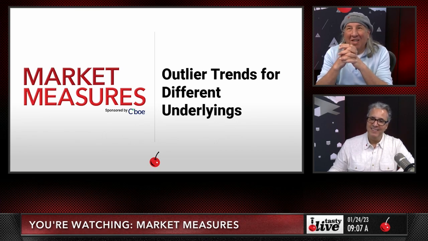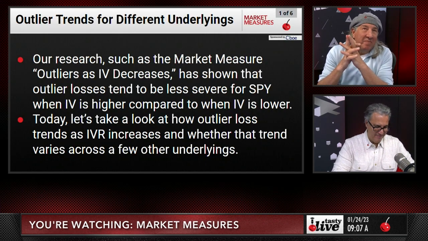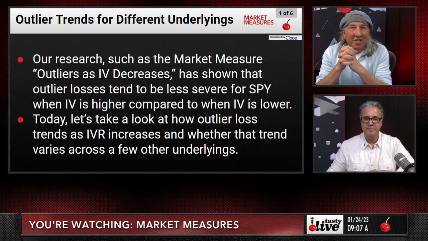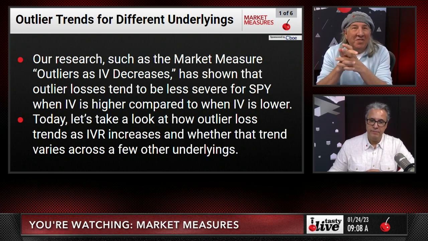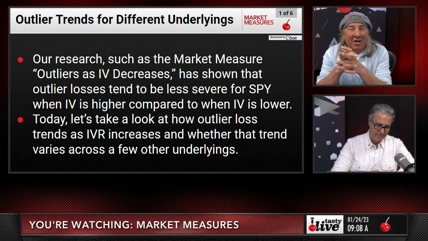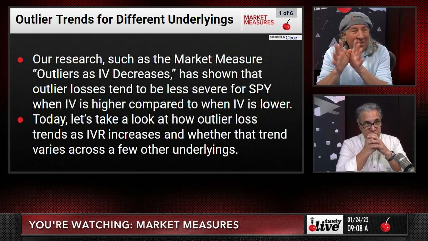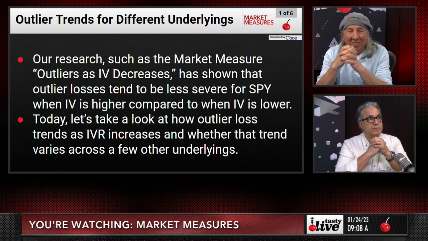Outlier trends for different underlyings. Let's do it. Our research, such as the market measure, outliers as IV decreases, has shown that outlier losses tend to be less severe for the SPY when implied volatility is higher compared to when it is lower, right? Okay. So outlier losses tend to be less severe when implied volatility is high compared to when it was low.